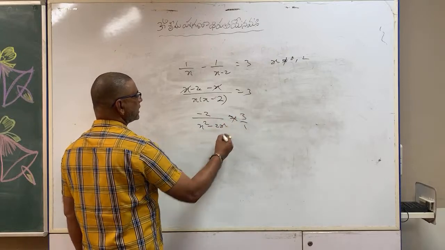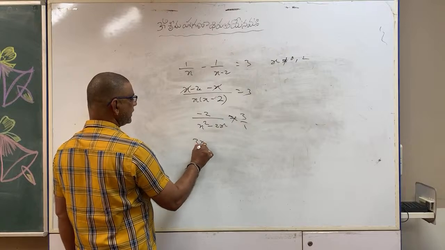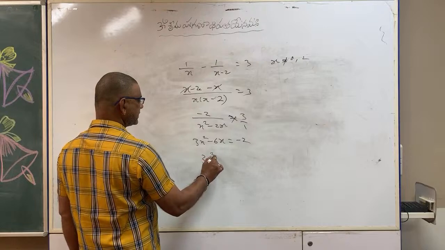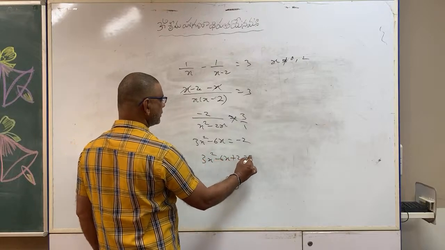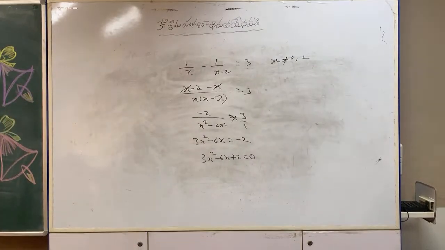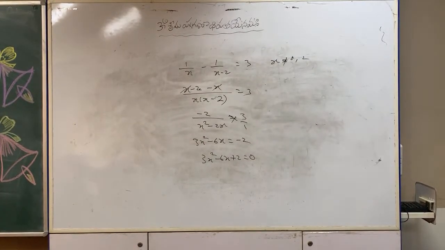So if we cross multiply, what will we get? 3x square minus 6x is equal to minus 2. 3x square minus 6x plus 2 is equal to 0. 3x square minus 6x plus 2 is equal to 0 is the quadratic equation that you got. Solve it and find its zeros fast.